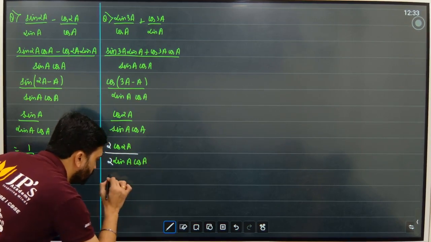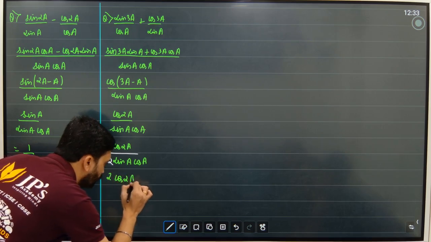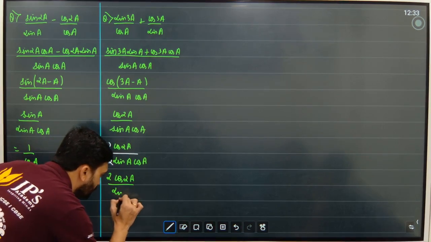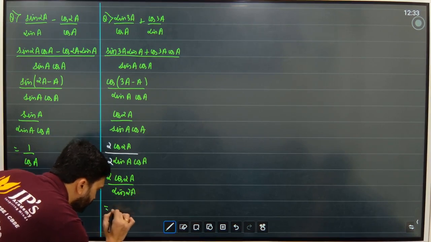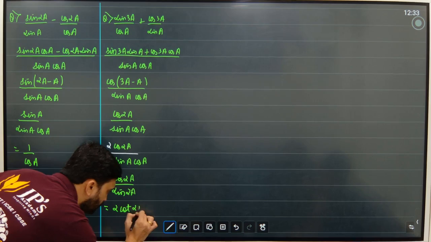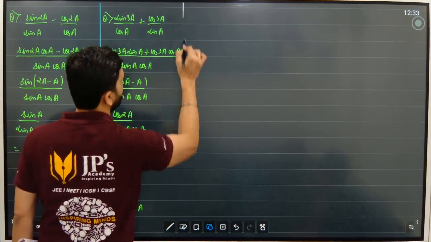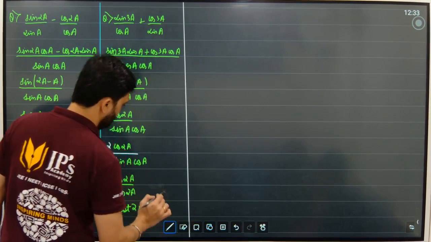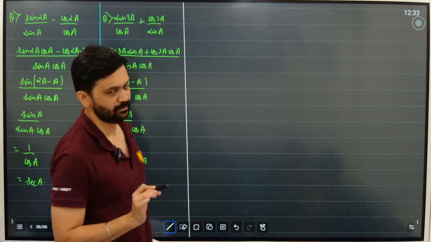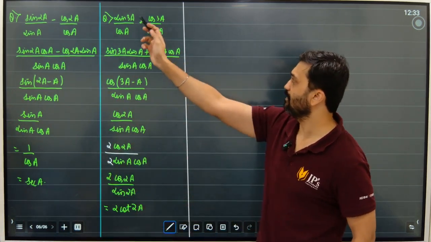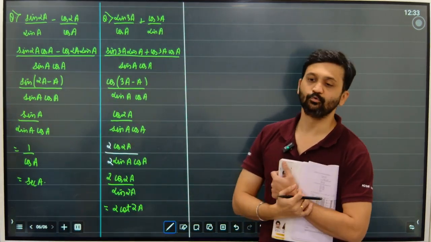Guys, 2 sin a cos a is sin 2a. So 2 cos 2a upon sin 2a, which will become 2 cot 2a. I have finally used the formula half angle sin 2 theta का formula use हो गया. And when I substitute the values, I have got इसका answer is nothing but 2 cot 2a.